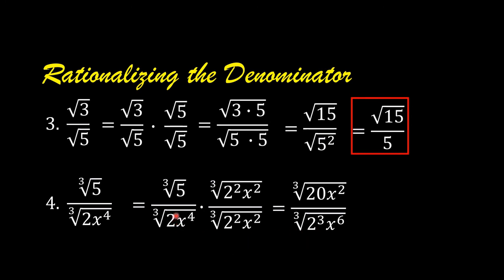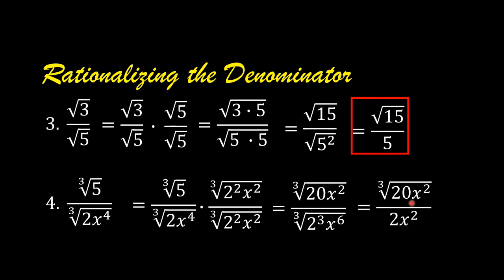2 here has an exponent of 1, it is understood the exponent here is 1. 1 plus 2 is 3, so 2 cubed. And then we add the exponents in multiplication. 4 plus 2 is 6. So this is now equal to the cube root of 20x squared over 2x squared. 3 divided by 3 is 1. It is understood the exponent of 2 here is 1. 6 divided by 3 is 2.